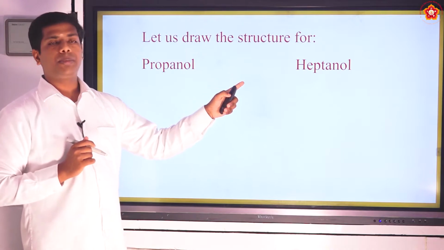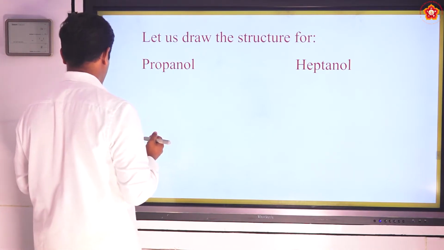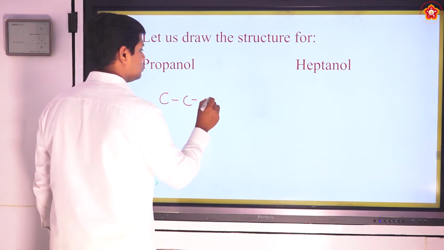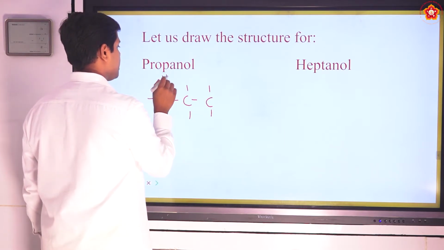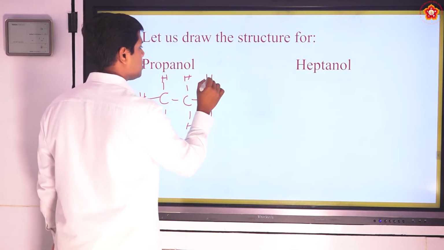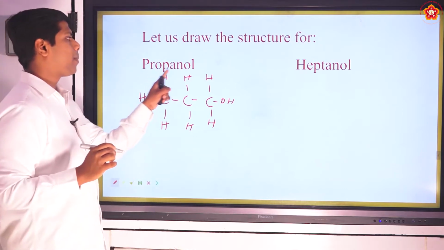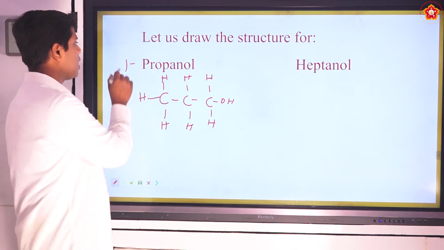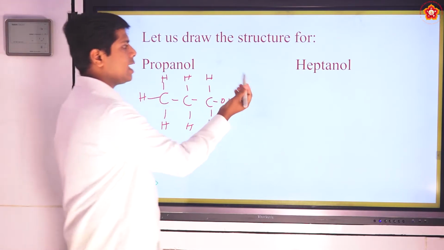Let us draw the structures for propanol and heptanol. First, propanol. In the first carbon atom, one of the hydrogen atoms is replaced by a hydroxy group. Then it becomes propanol. This is propanol, also known as 1-propanol. This is the structure.